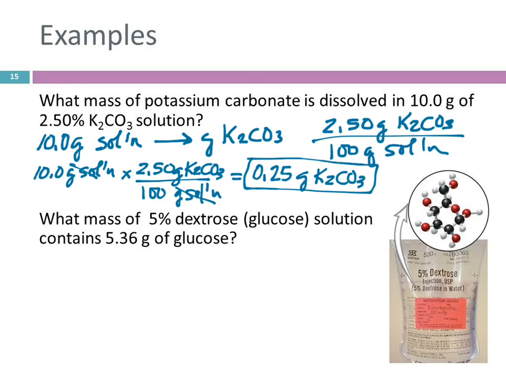Dextrose. Dextrose is just another word for glucose. A lot of times if you're going to have surgery, they'll give you an IV with 5% dextrose just to make sure that you've got enough sugar in your blood and to help you deal with the surgery. So a 5% dextrose solution. How much of the solution contains 5.36 grams of glucose?